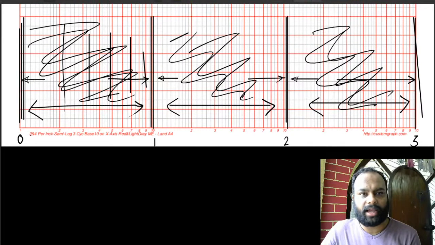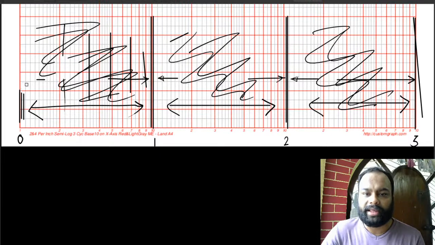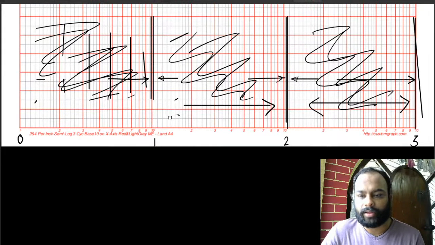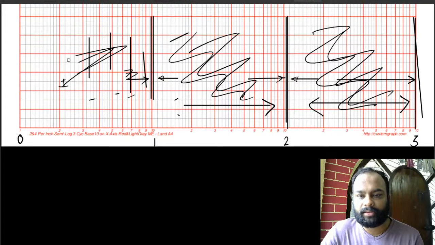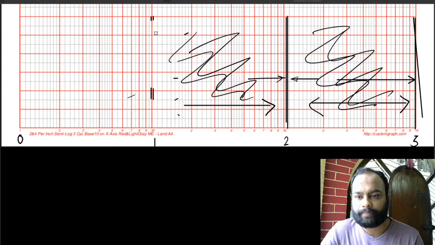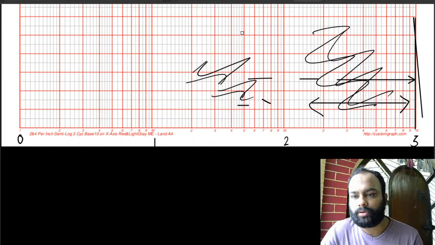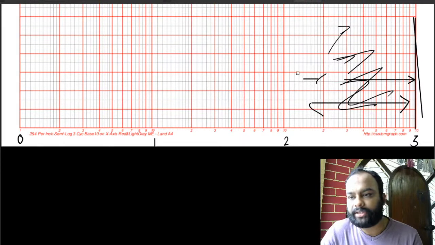If I consider this to be 0, this is going to be 1, this is going to be 2, this is going to be 3. Let me erase everything here. Okay, I made a mess here. Let me erase. But I think I got the point through. Feel free to ask any question that you might have.